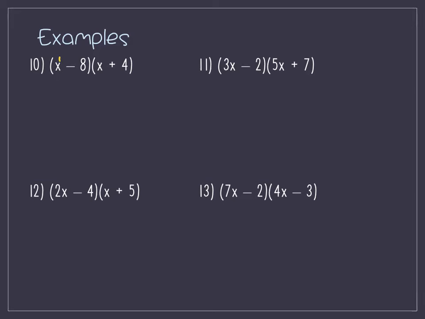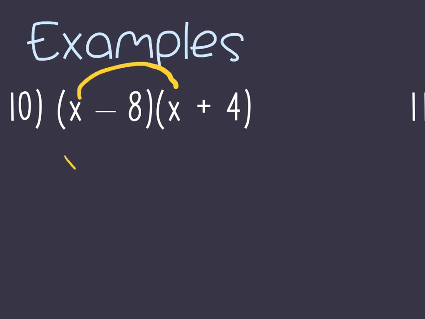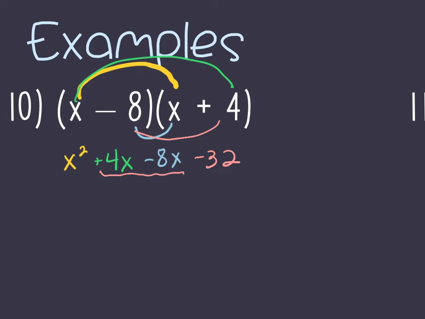So we do first, which is x times x, x squared. Then we do outer, positive 4 times positive x, positive 4x. Then we do inner, negative 8 times x, negative 8x. Then we do last, negative 32. This time, I've got terms to combine. Positive 4x and negative 8x means this becomes x squared minus 4x minus 32.